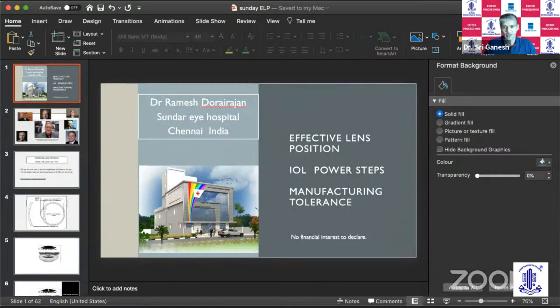And the other, of course, is the elusive effective lens position, which can affect the toricity, and your refractive results with toric IOLs can be off because of the ELP.